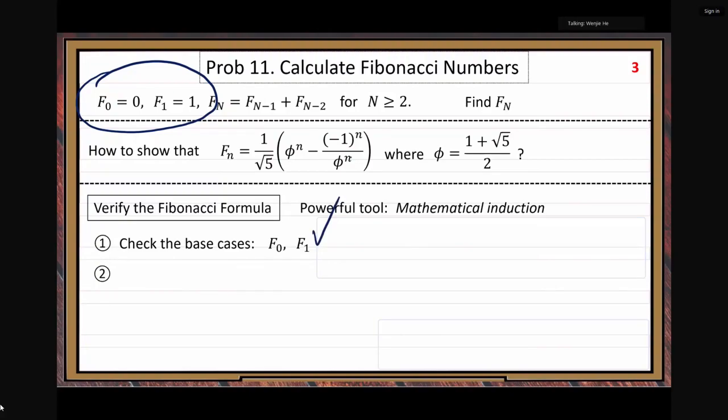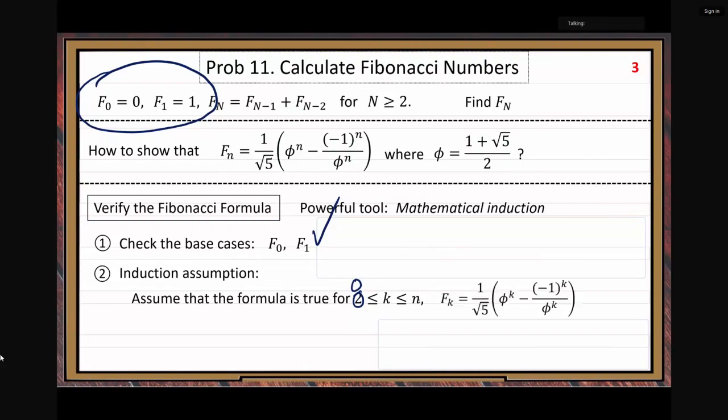Now step 2, we need to make the induction assumption. It is an assumption step. We do not need to do any math work. We just make an assumption. That's step 2, induction assumption. What's that induction assumption? We assume that the formula is true for, actually we should assume for those k, 0 less than or equal to k less than or equal to n.